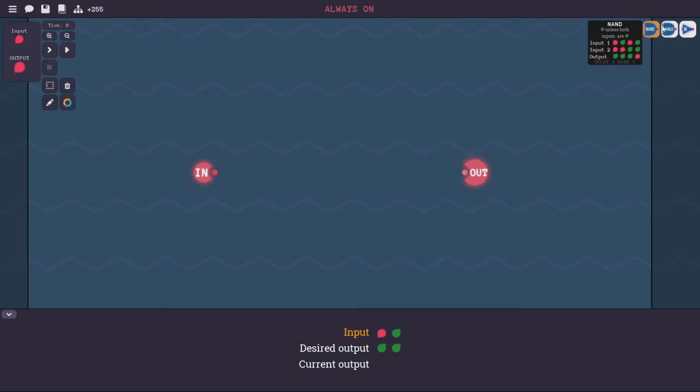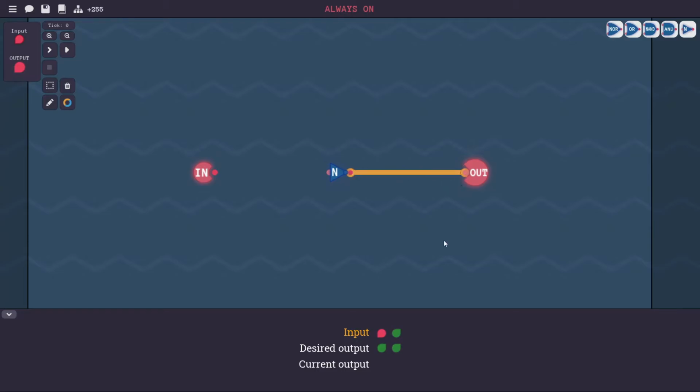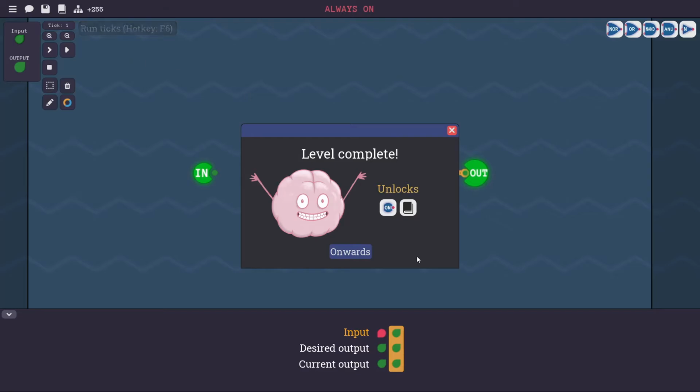Now, looking through the gates that we have, we see that the NOT gate has an output of on when the input is off. So we can connect the output of the NOT gate to our out node and just not connect this in node to anything. Therefore, it doesn't matter what the input node is, the input to this NOT gate will always be off, resulting in an always on.